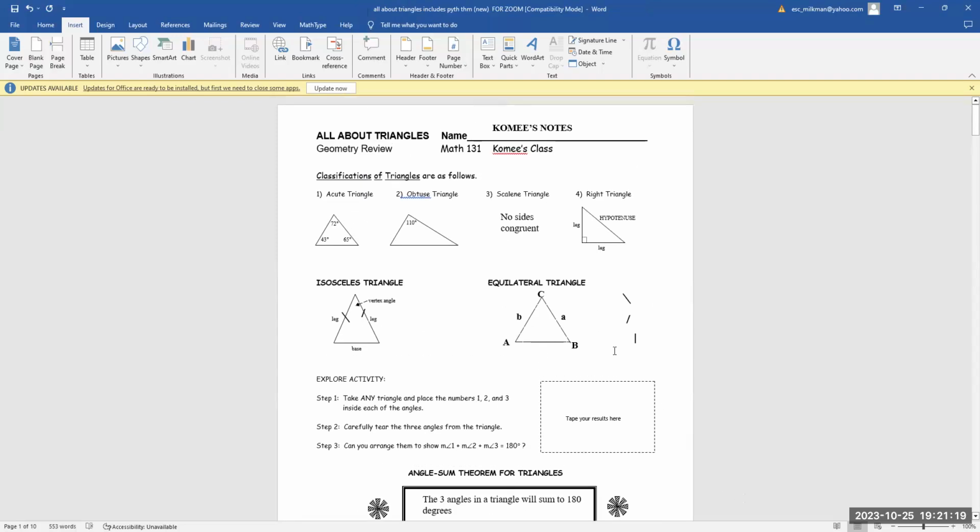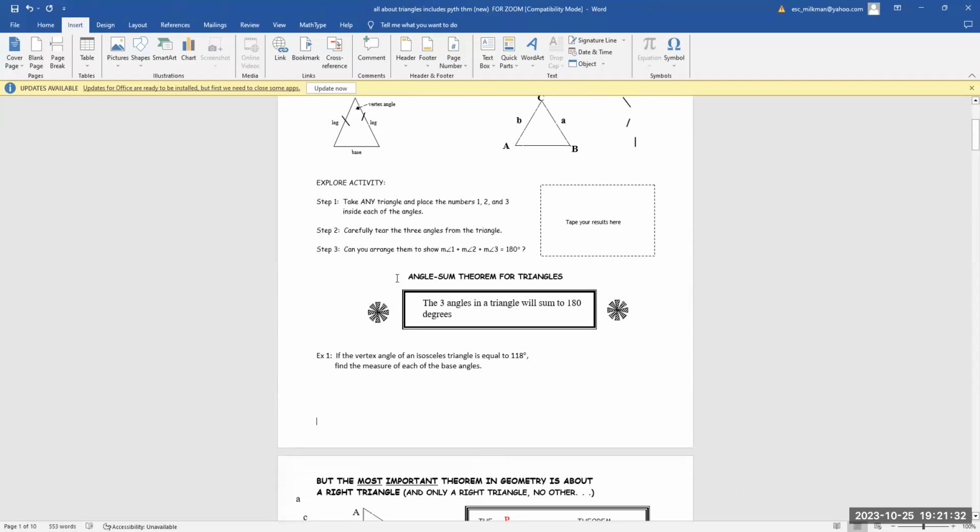If you look at the triangle that I placed in the acute triangle at the top of the page, and you add 72 degrees with 43 degrees, and then with the 65 degrees, those should add up to 180 degrees. So our first example we want to look at is: if the vertex angle of an isosceles triangle is equal to 118 degrees, can you find the measure of each one of the base angles?